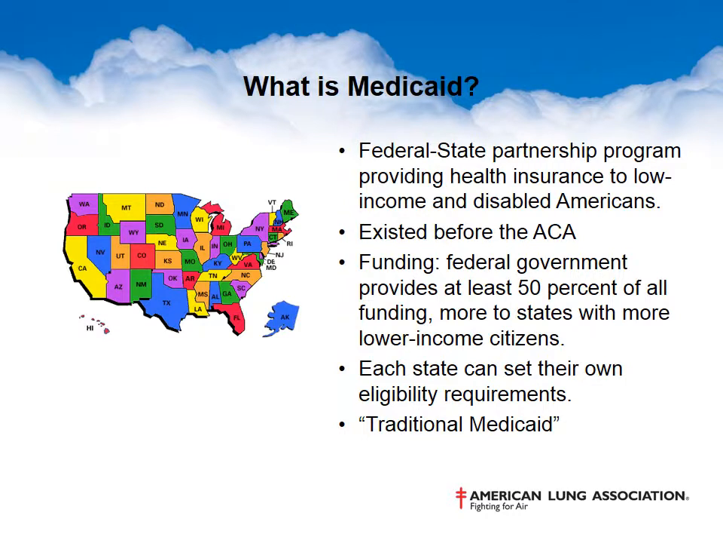There are some required categories that all states have to cover if you want to do a Medicaid program, but beyond that, states can decide whether they want to cover more people, up the income scale, and other categories: pregnant women, childless adults, those types of categories. And then the last thing to note here is that this Medicaid that was in existence before the Affordable Care Act is what is now called traditional Medicaid, as opposed to Medicaid expansion, which I'll explain.